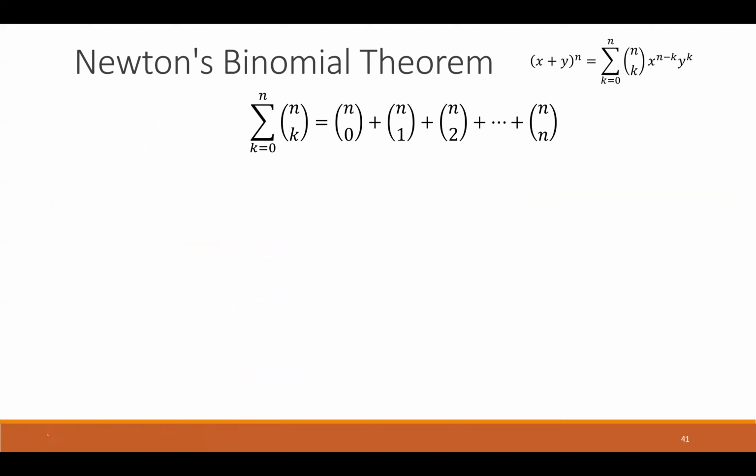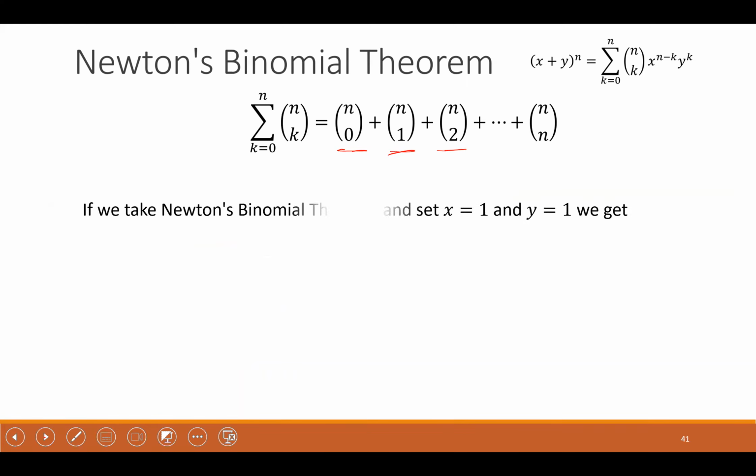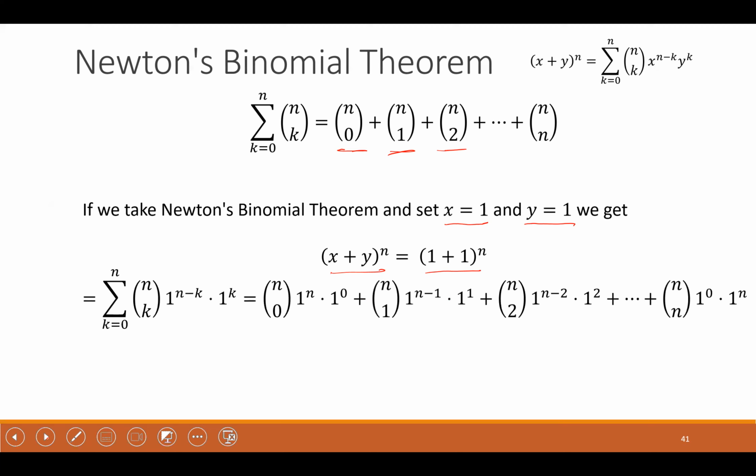Okay, so yeah, Newton's binomial theorem. So let's say we just took the sum of all of these. So k equals 0 to n of n choose k. So expand it out, that is n choose 0 plus n choose 1 plus n choose 2 all the way up to n choose n. And if we take Newton's binomial theorem and we say x is equal to 1 and y is equal to 1, so now we're substituting values in for x and y. Well, then x plus y to the power n equals 1 plus 1 to the power n, which is equal to 2 to the power n.